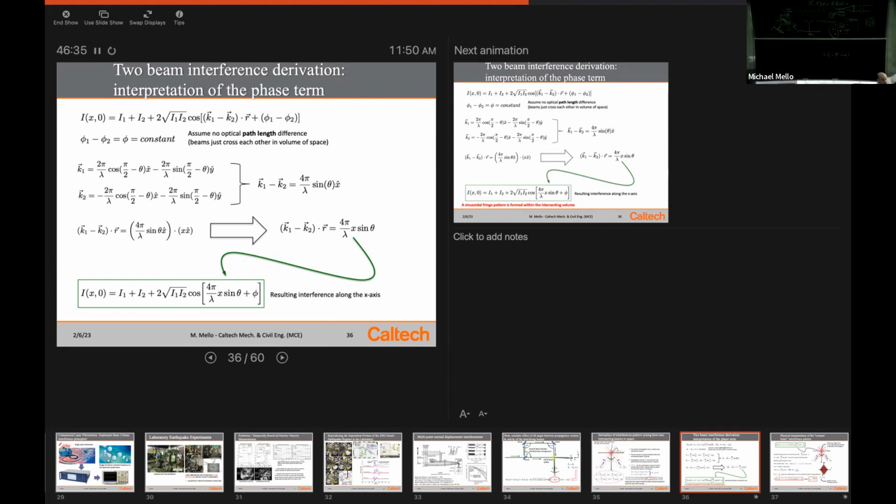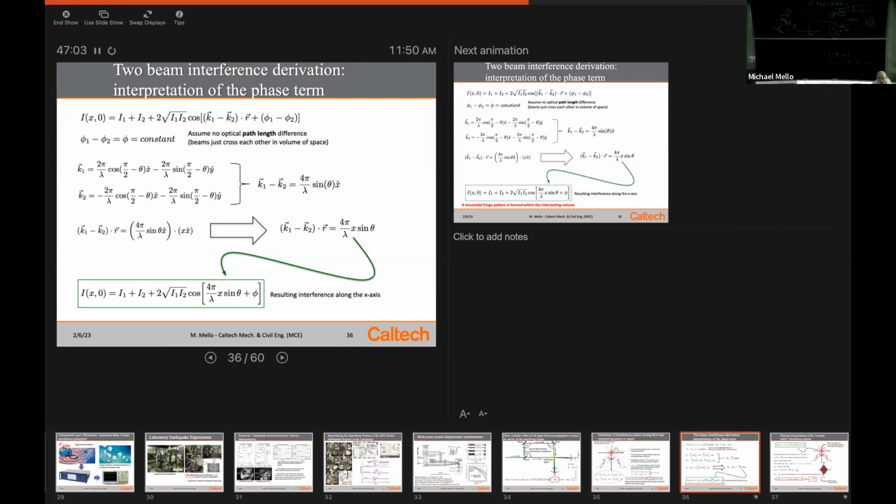Now it's just a dot product, right? Notice this is in the X, and we're interested in dotting it with precisely something in the X, right? So we're really now just down to taking 4 pi over lambda sine theta in the X hat dotted into X in the X hat. And you can see what you get. It's the easiest derivation in the world.